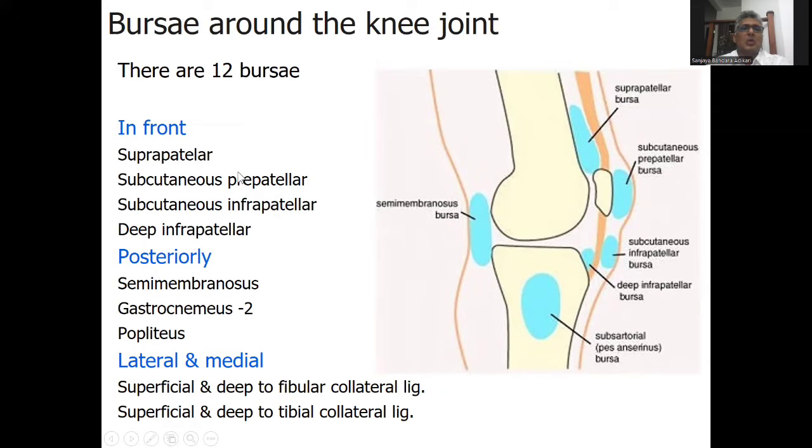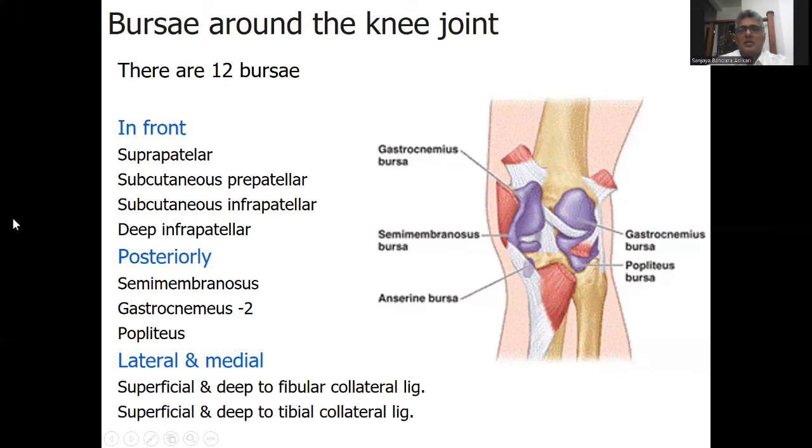So you can go through the specific names of these bursae. You have suprapatellar bursa, subcutaneous prepatellar bursa, subcutaneous infrapatellar bursa, deep infrapatellar bursa. All these names are there, but just remember, there are so many bursae around the knee joint. These are some of the posteriorly placed bursae, the semimembranosus, gastrocnemius, and so on. I'm not going to read through it.